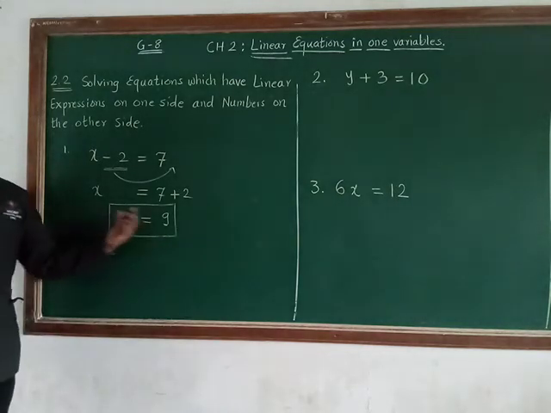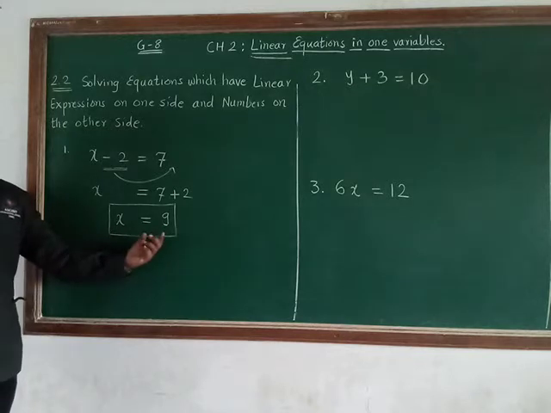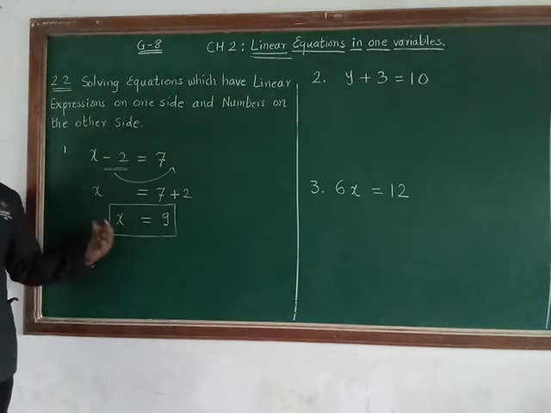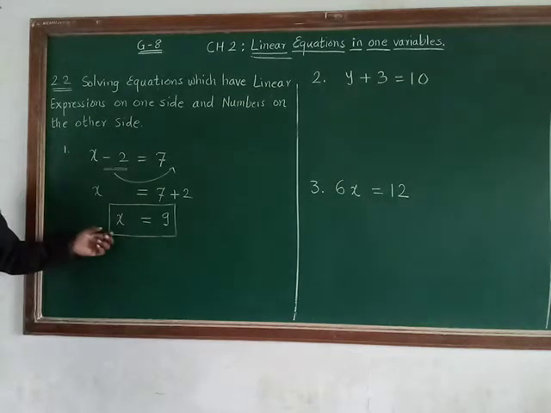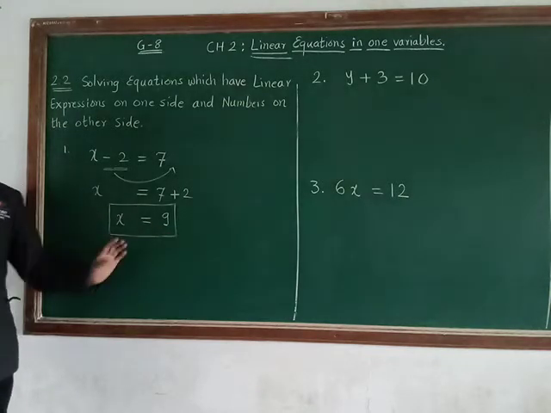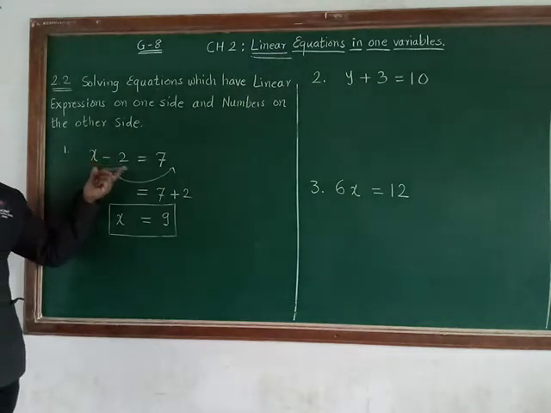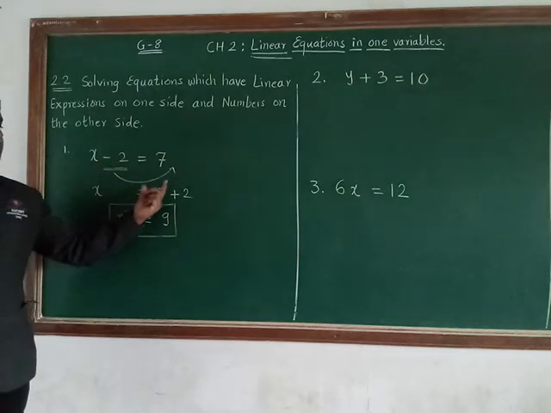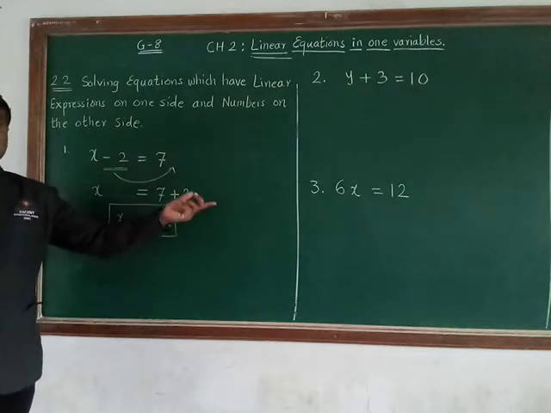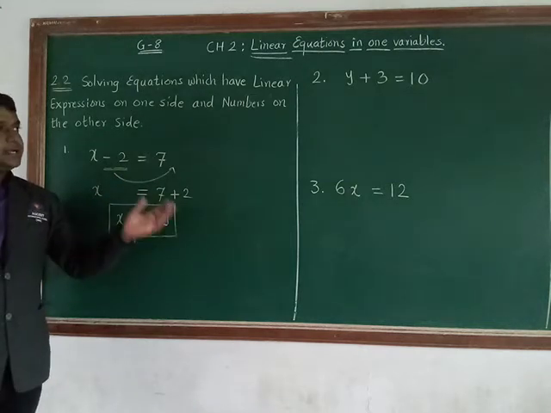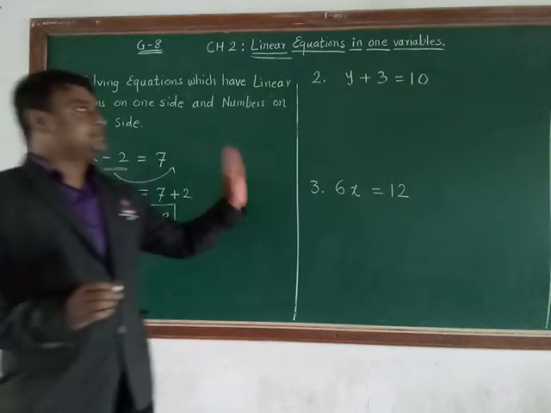We found this by the transposing method. That method is very simple, so we have to learn it. So x is equal to 9 is the solution of this equation. In this situation, understand that whenever there is a negative number and we transpose it to the other side, that means the right hand side, it will become a positive number. Understand? Now let us come to the second example.